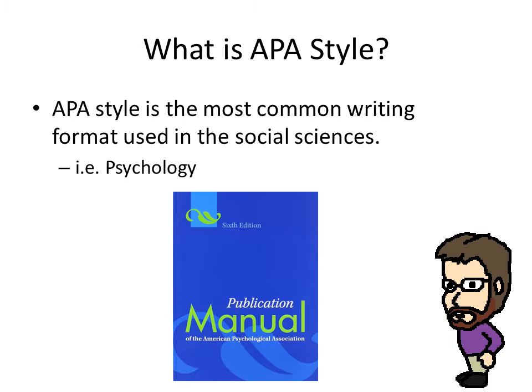So this is the official source. If you want to write in APA style, you're probably going to want to go ahead and pick up this APA publication manual. You can find it at pretty much any bookstore or library. Alright, but let's just talk about some of the basic stuff you'll see in here.